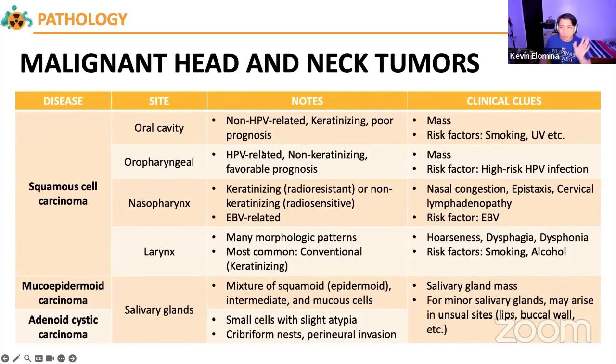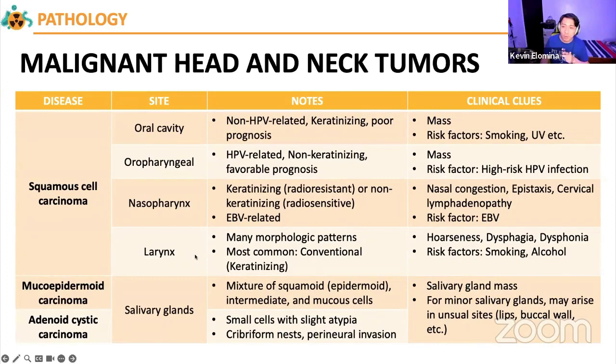Now for your head and neck malignancies, madali lang yan kasi lahat sila squamous, no? Madaming squamous, okay? But ang tatandaan nyo, for oral cavity, usually pangit ang prognosis nila and iba yung kanilang risk factors compared to the oropharyngeal because your oropharyngeal are associated with your HPVs and they have better prognosis. Now, for your nasopharynx, ganun din, but you have to know if it's keratinizing or non-keratinizing because it impacts your treatment. No? And it's also associated with your Epstein-Barr virus.